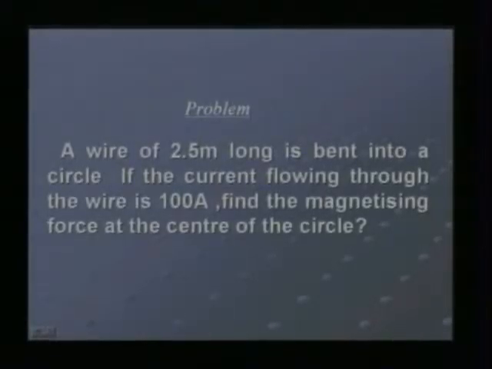Now we will see the problem to find field strength of a circular coil. Suppose a wire of 2.5 meters long is bent into a circle. If the current flowing through the wire is 100 amperes, find the magnetizing force at the center of the circle.